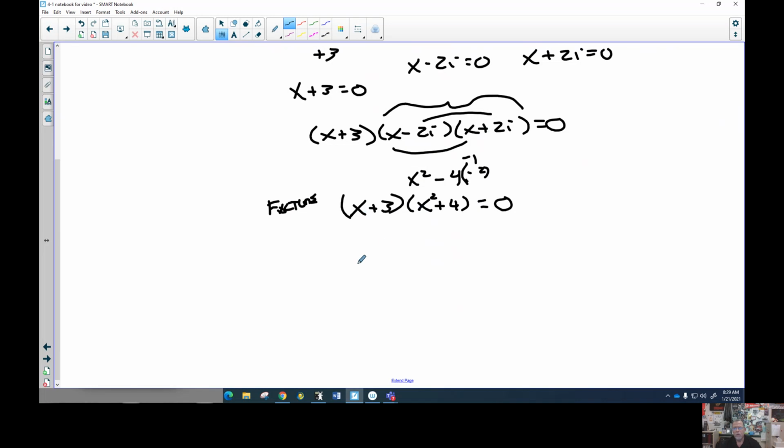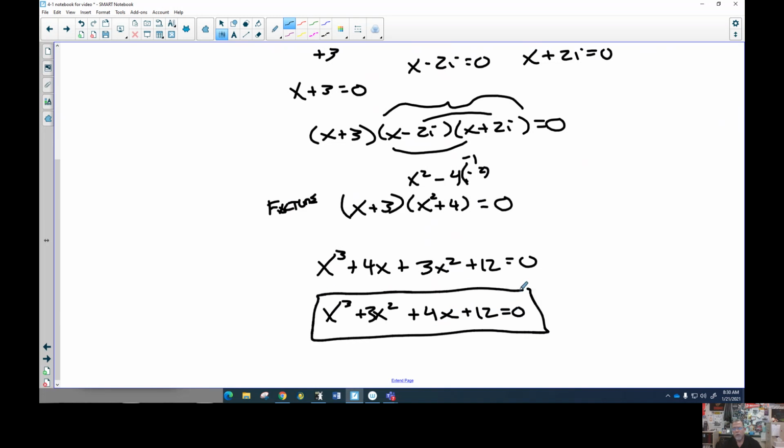And now we get the actual equation. Multiplying this out, first would be x cubed, and then plus 4x, and then right here would be 3x squared, and finally plus 12 equals 0. To put this in standard form, meaning decreasing variable degree, we'd have x cubed plus 3x squared plus 4x plus 12 equals 0. And we have our equation of least degree that's in standard form for that set of roots. All right, similar to what we did before, just now adding in more of the imaginary stuff.